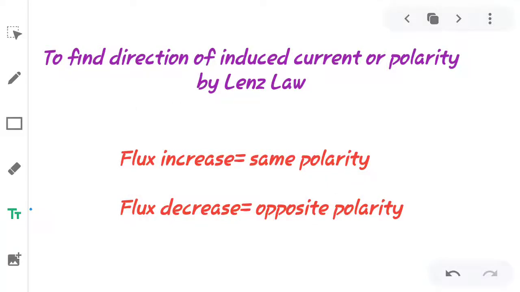Hello students, in the previous video we have already understood what Lenz's law is. Now we will study in this video how to apply that to find directions in different cases. Let us revise once. What is Lenz's law? Lenz's law means the induced current or EMF is always in such a way that it opposes its own cause.